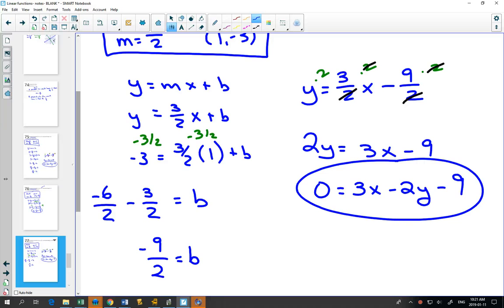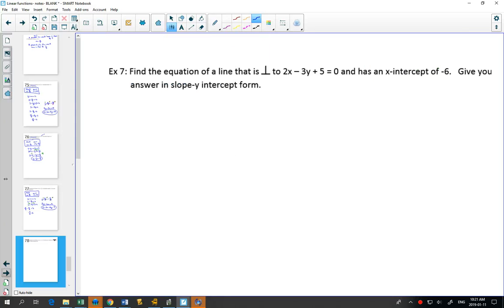So again, the ideas aren't bad, but with fractions and negatives, it's so easy to make mistakes as we go through. So we have to be careful with that. But as long as you've got the big idea, I need my point and I need my slope, and I know I can plug it into either method 1 or method 2, you're going to be fine. So I'm going to quickly do this next one together.